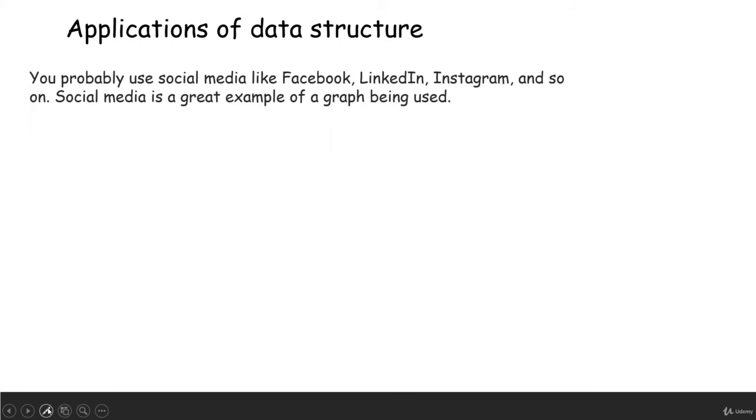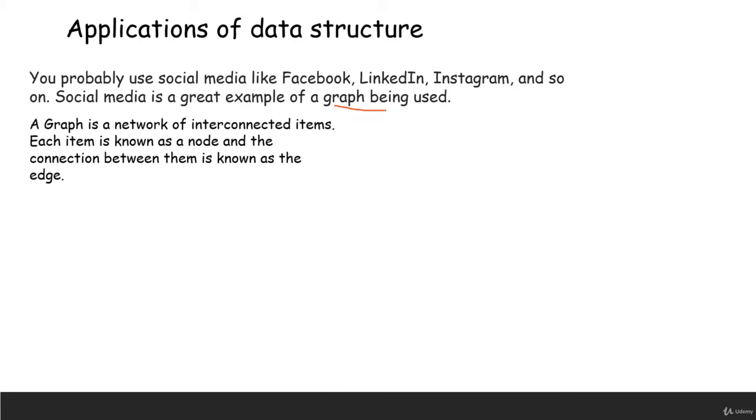So, you probably use social media like Facebook, LinkedIn, Instagram, and so on. Social media is a great example of a graph being used. I know at this instant you don't know about graph, but let's take an example of it. A graph is a network of interconnected items, and each item is known as a node, and the connection between them is known as edge. Focus on these two words, nodes, edge.